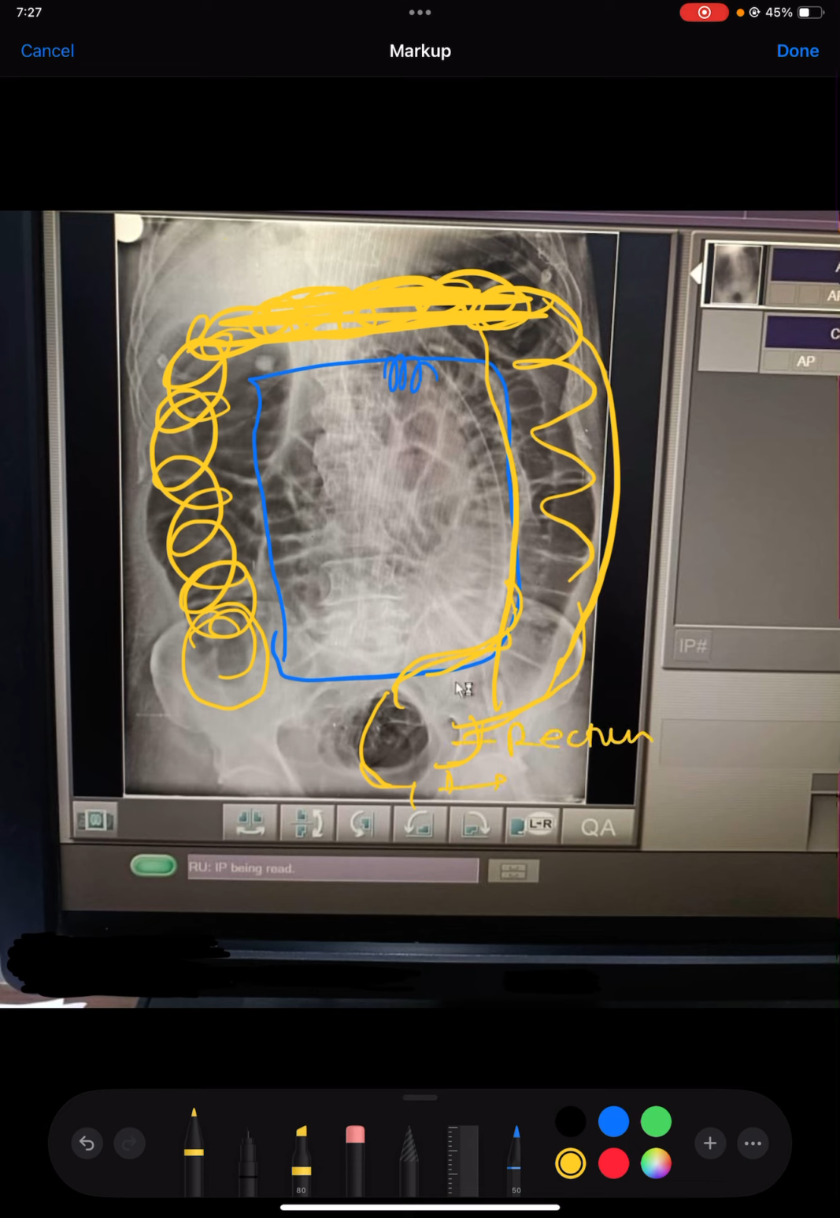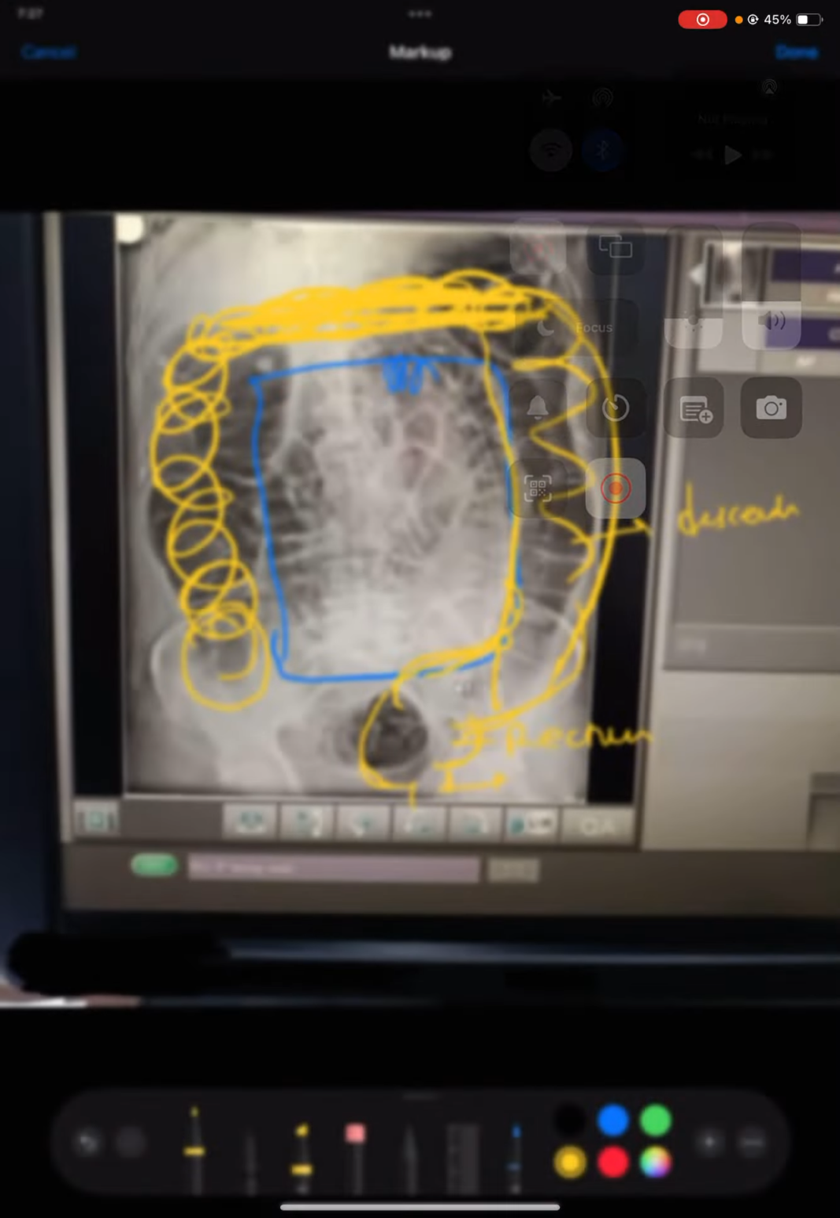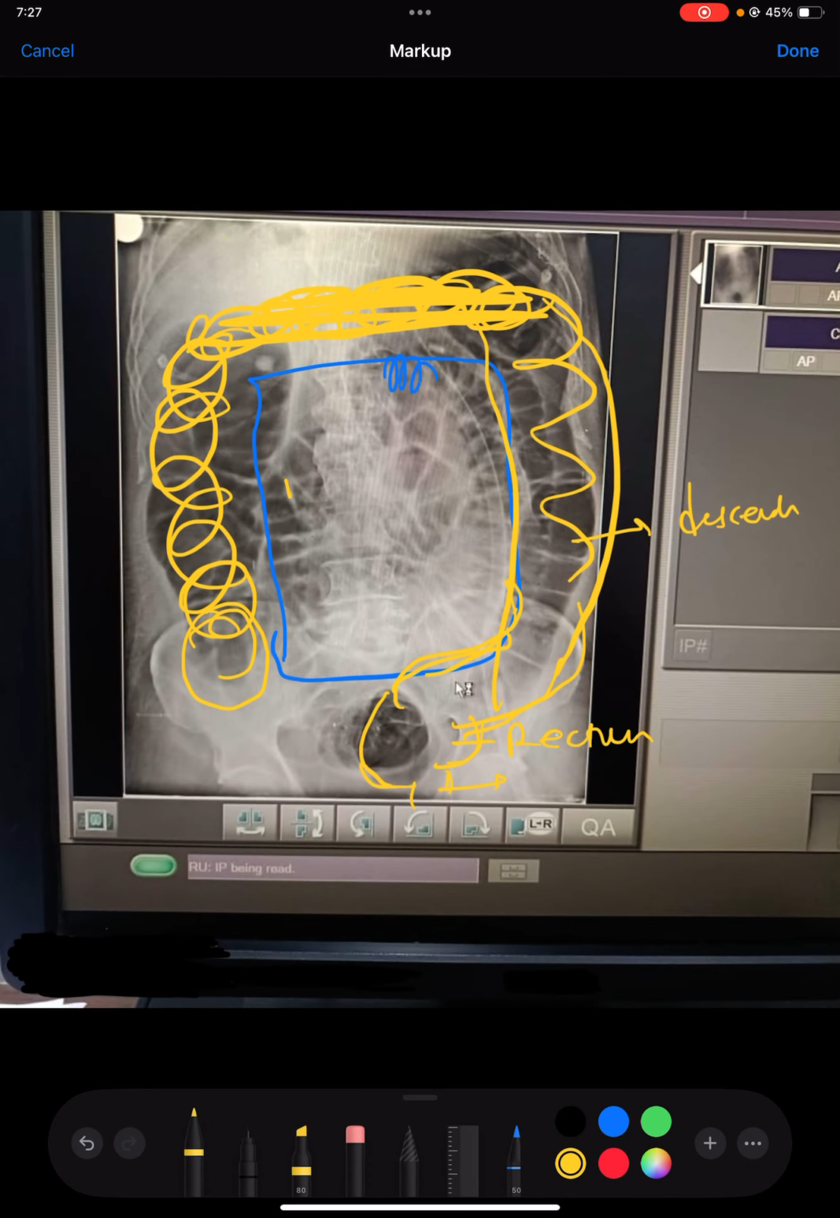So what is the problem? To excrete this feces, we should have good muscle contractility, because this all is muscle only. This ascending colon, this transverse colon, this descending colon, this is all muscle only. So to push this stool out, we have some basic requirements.